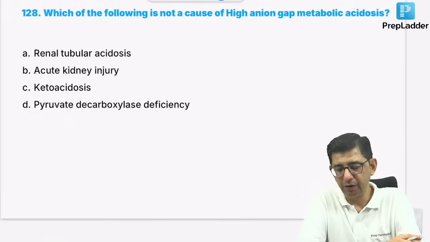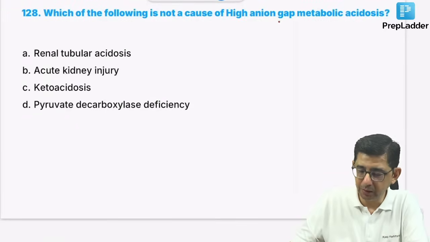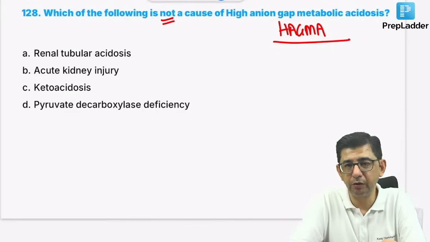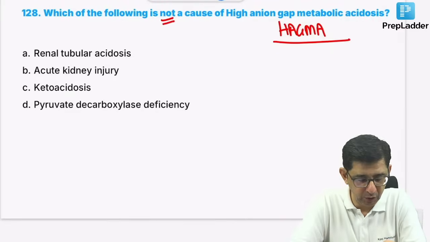Then, which of the following is not a cause of HAGMA? This is like a bread and butter question for you guys. High anion gap metabolic acidosis, not a cause of it. There's a mnemonic by the name of Dr. Fuse that I've told, and cult mnemonic. So from that you can solve this question.